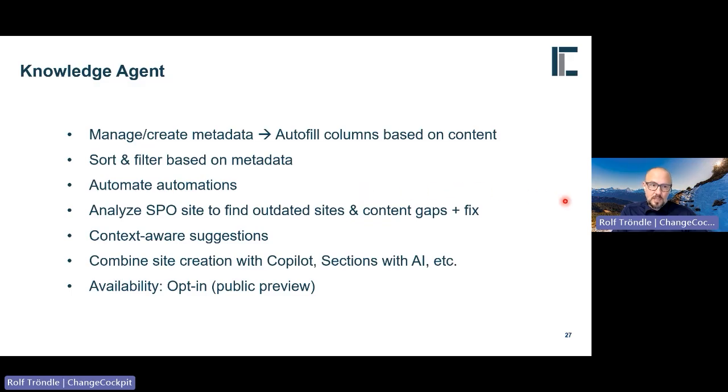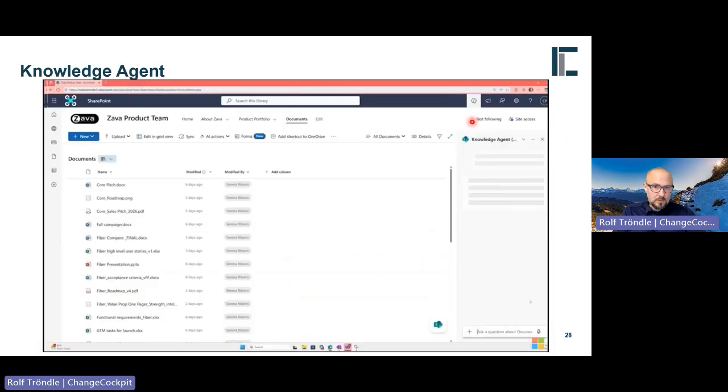You can then sort and filter based on this data. It has context-aware suggestions, and you can then also combine the site creation with Copilot sections with AI and so on. So let's have a look at this one.